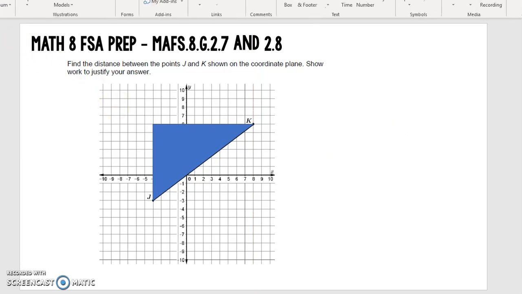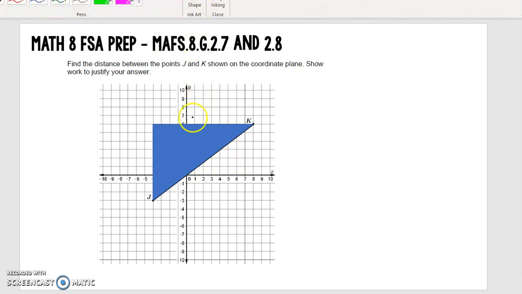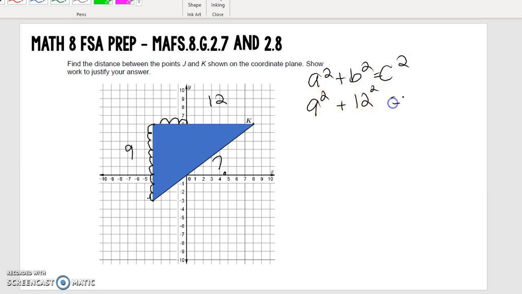So what this allows me to do is actually count, because we can count horizontal and vertical distances. We just can't count diagonal distances. So if I count this, the side length here is 1, 2, 3, 4, 5, 6, 7, 8, 9. The side length here is 1, 2, 3, 4, 5, 6, 7, 8, 9, 10, 11, 12. So when I go to solve this, I'm going to use my formula a squared plus b squared equals c squared. I'm going to plug in 9 and 12. So 81 plus 144.